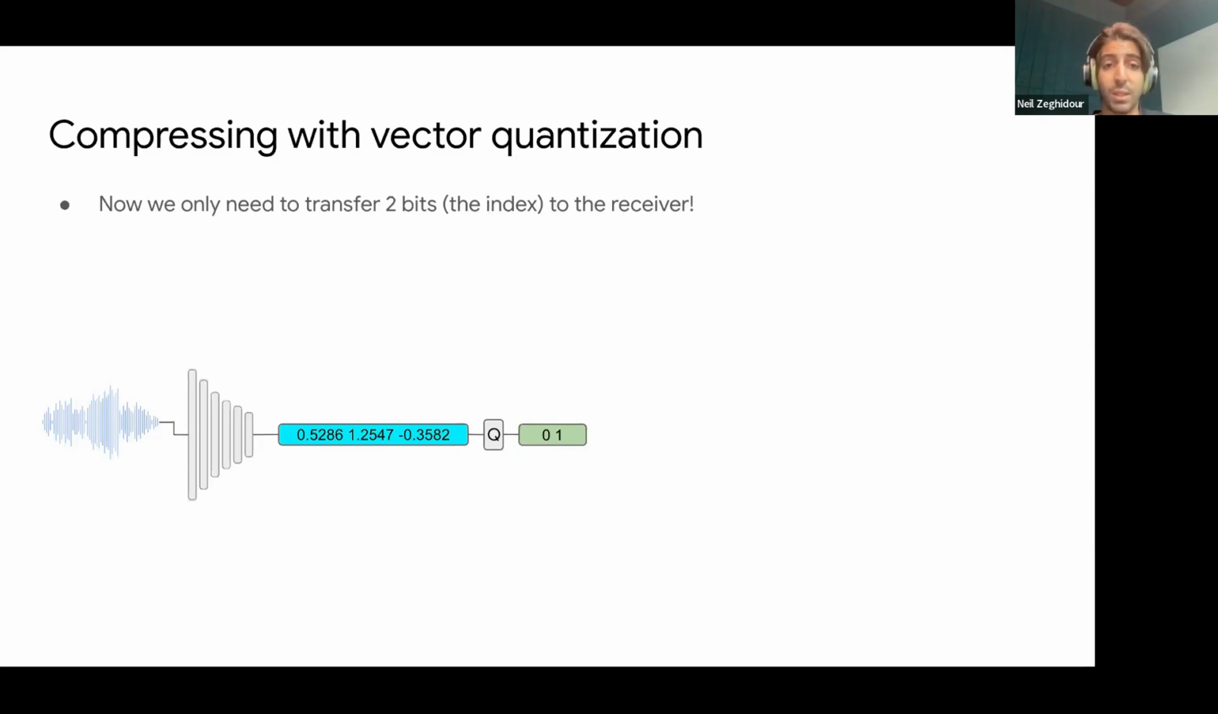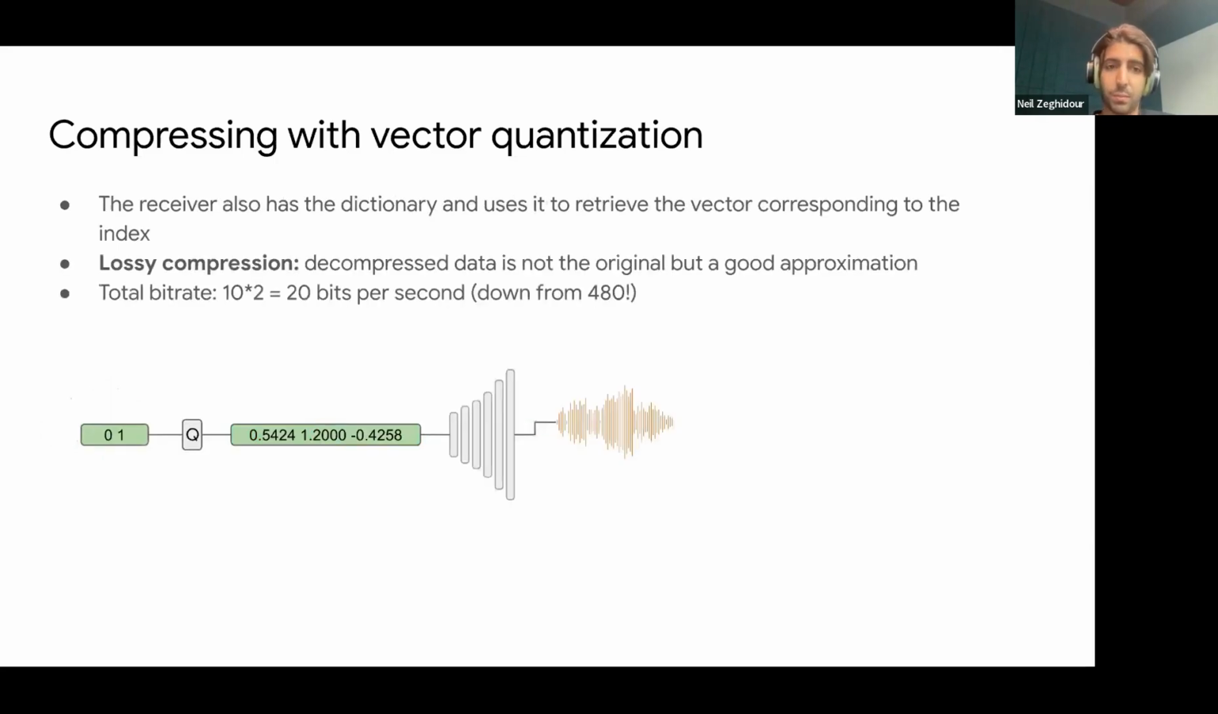So now we only use 2 bits to transfer, which means that we transmit 2 bits per embedding. As I said, the receiver also possesses the dictionary, so they receive the 2 bits and dequantize them to get the code word that corresponds in the dictionary. They pass it to the SoundStream decoder and reconstruct an audio waveform.